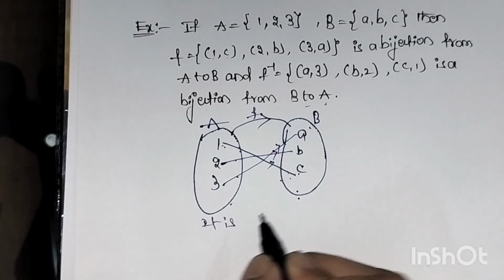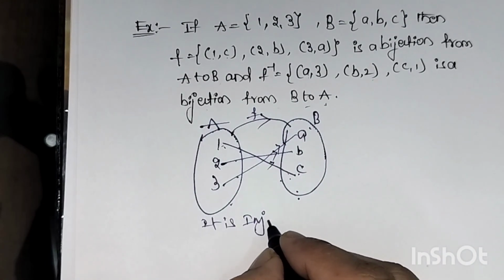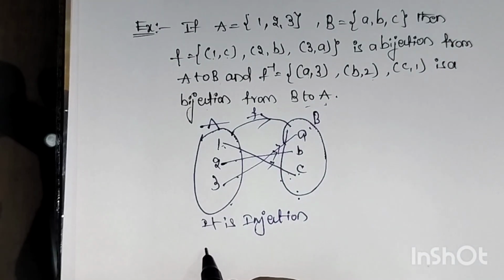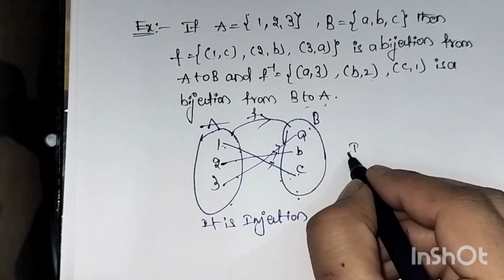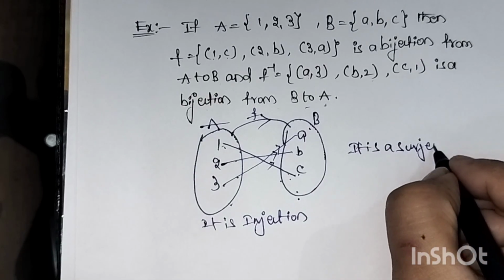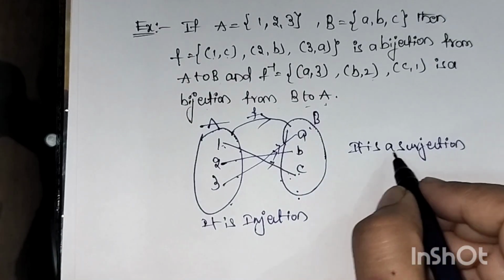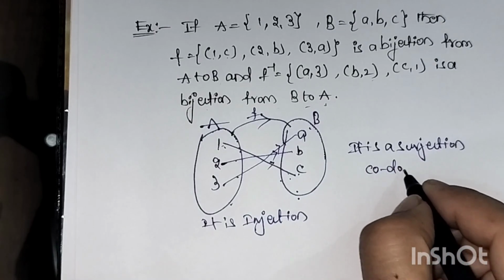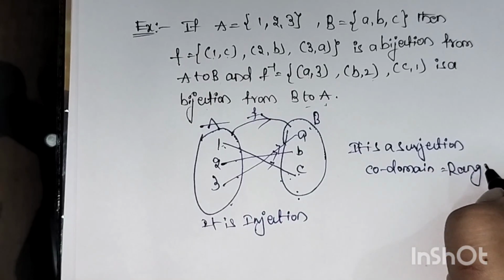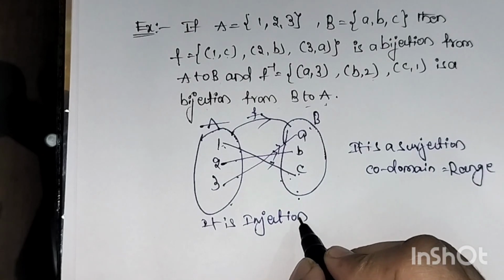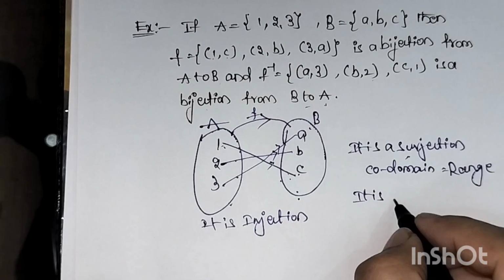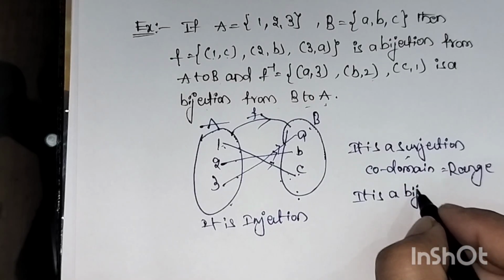It is an injection. It is a surjection, and surjection means codomain equals range. It satisfies injection and surjection, then it is a bijection.